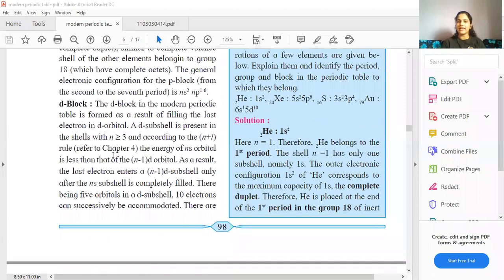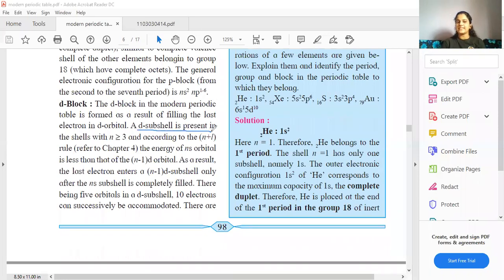Okay, students, so let us continue. All right, so we discussed S block and P block. Now let us see about D block. Obviously, the D block in the modern periodic table is formed as the valence electrons of the elements present in D block will enter into D subshell. That is what we have been discussing till now.